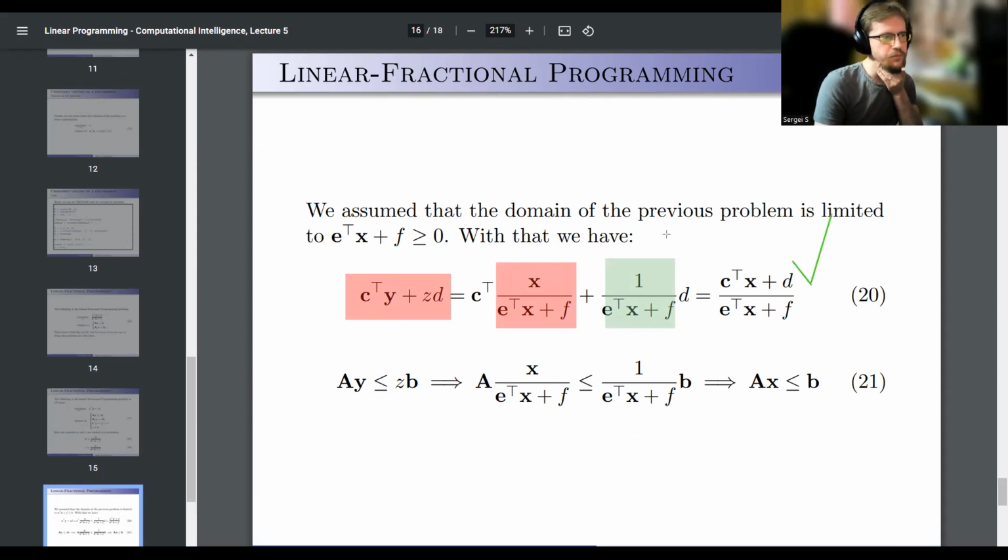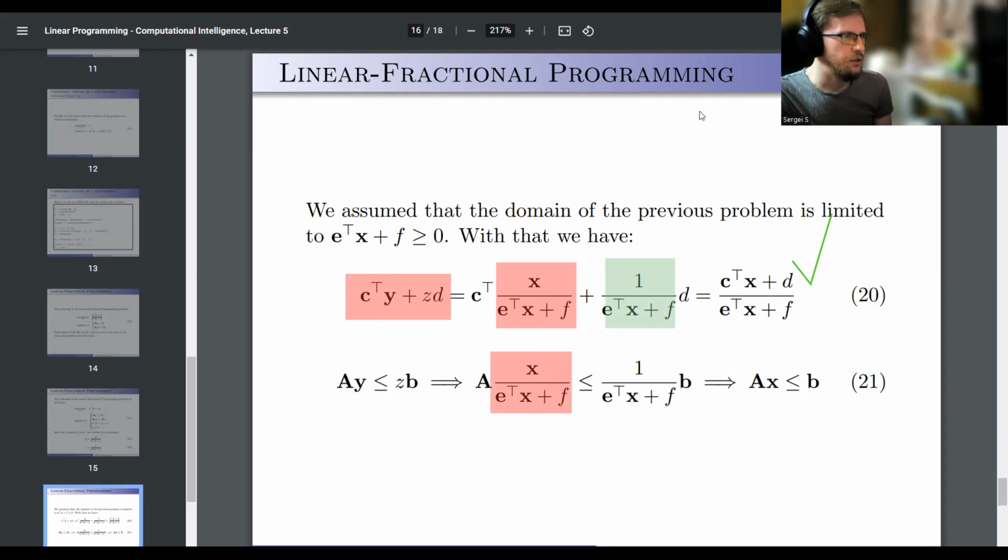Correct. Okay. Now this guy, how do we get it? We substitute again. Instead of y, we substitute our x divided by ex plus f. And instead of z, we substitute our 1 divided by ex plus f. But ex plus f is a positive number. We just argued it before. Since this is positive, it doesn't influence the sign of the inequality.